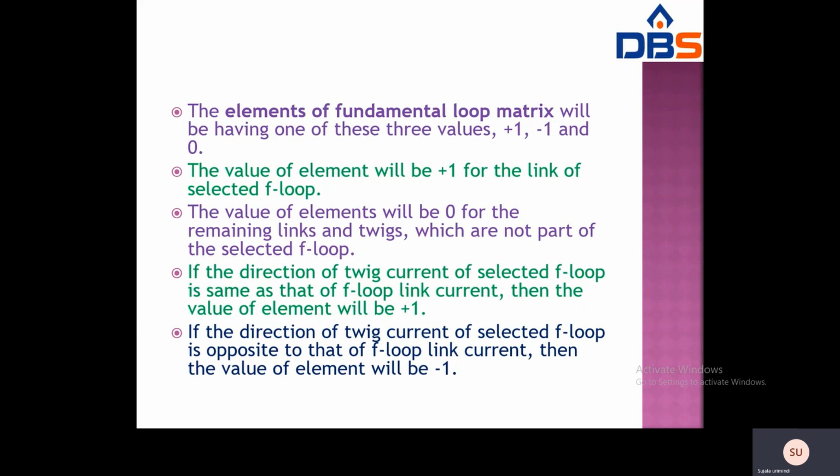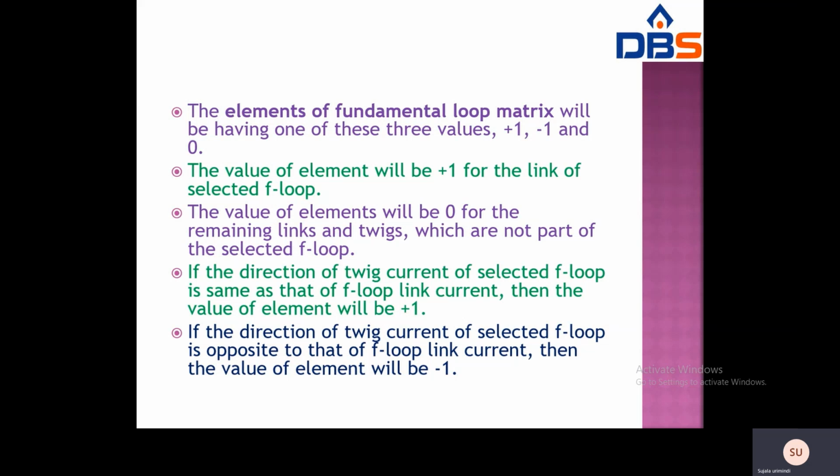Then the elements of the fundamental loop matrix will have one of these 3 values: plus 1, minus 1 and 0. That means, as in the incidence matrix also, there is a plus 1, minus 1, then 0. If it is towards the node, we take minus 1. If it is away from the node, we take plus 1. If it is not related to that node, put it as 0. Next, the value of the element will be positive for the link of the selected f-loop. That means here, for the incidence matrix, towards, away and not related.